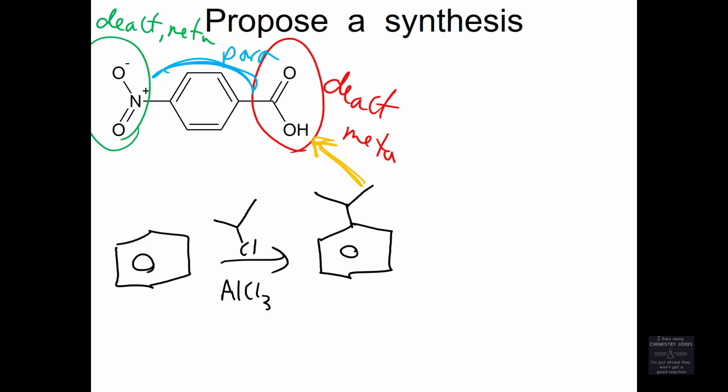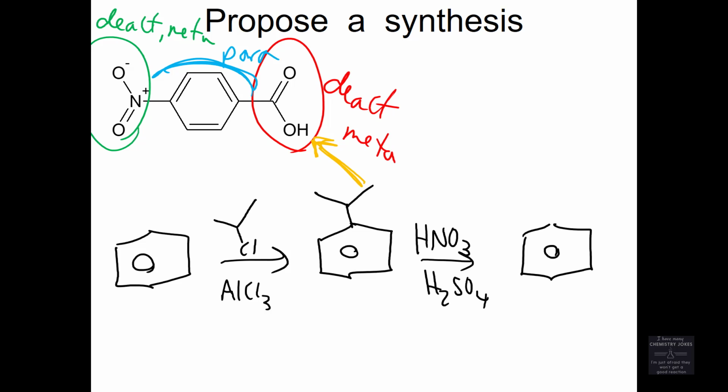So I put on this group. And then I do not do the Pac-Man reaction yet, because if I did the Pac-Man reaction now, it's too soon. My next group, my nitro, would end up meta. I need to make sure that I add my nitro while I still have a para director present, so that my nitro group goes para. I chose this big-ish group to try to guarantee that I would get more para than ortho product. If this were just a toluene, remember, ortho starts to be the major product there.